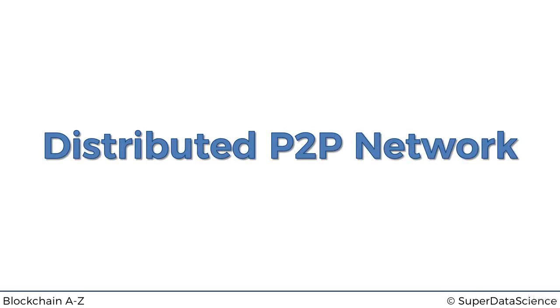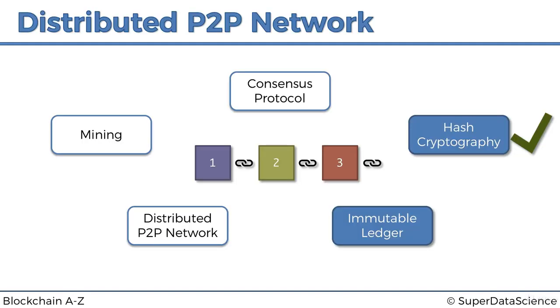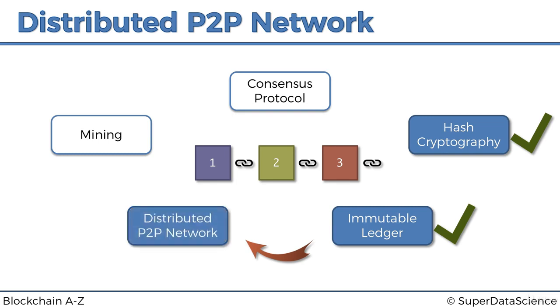Today we're talking about distributed peer-to-peer networks. All right, so previously we've already talked about the hash cryptography. Check that one off. We've checked off immutable ledger previously as well. And now we're moving on to distributed P2P networks. So let's have a look.